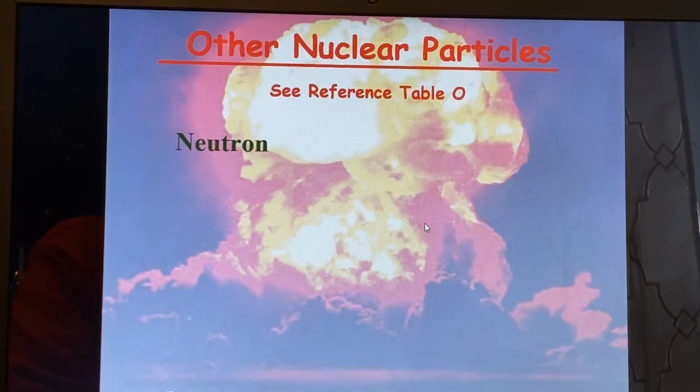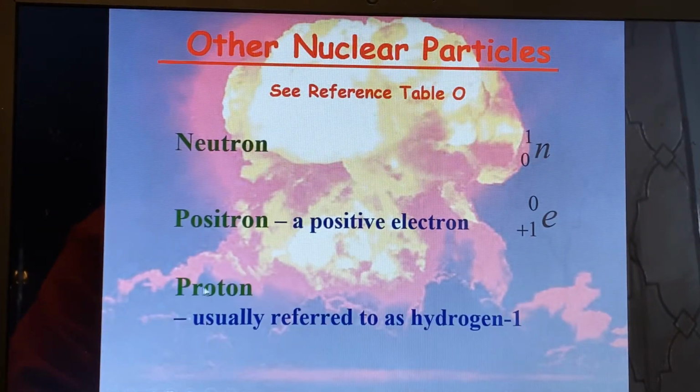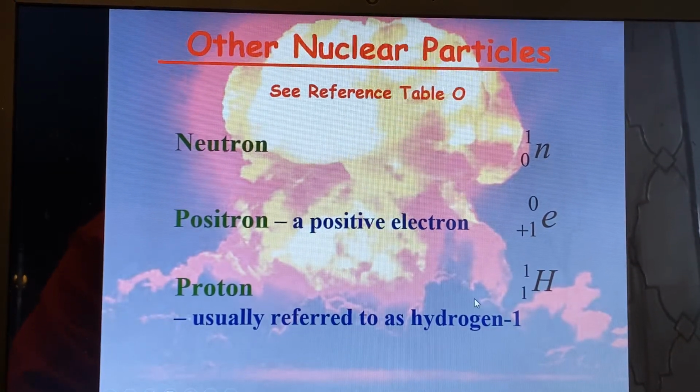All right, so here we go. Other particles: neutron, 1 over 0 n, which we saw before on table O. A positron is a positive electron. We've already seen that. I put that here again just because of terminology, I need you to see it multiple times. And then proton, which is a hydrogen-1 atom, or nucleus, which is 1 over 1 H.